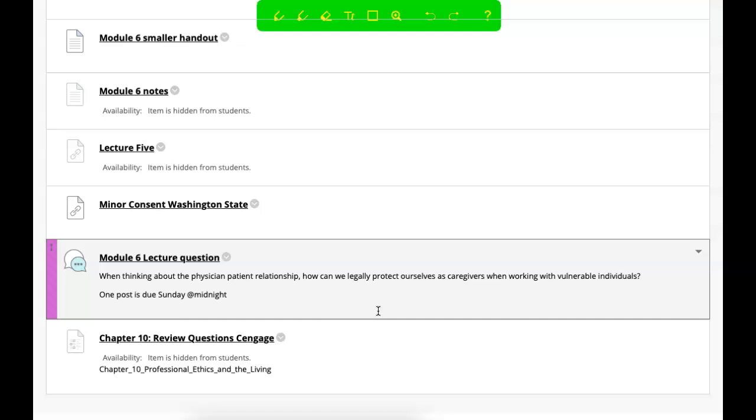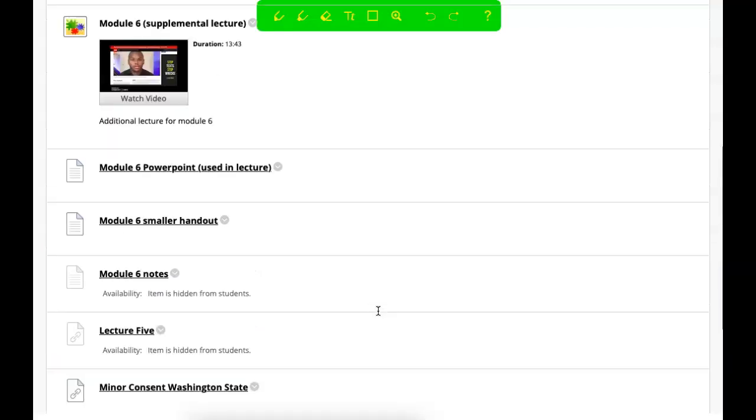But the question is, when thinking about the physician-patient relationship, how can we legally protect ourselves as caregivers when working with vulnerable individuals? So how do we protect ourselves? One thing that I would write in my post is, we just need to have knowledge and understanding and take time to make sure that we gather information and understand laws and regulations before moving forward. So that's why this course is so important in your healthcare journey. So be sure to answer that lecture question. Only one post needed. It's like a discussion board post, so get that done and then knock out your Chapter 10 review questions. Both of these, the post and the review questions, are due on the 23rd by end of day.